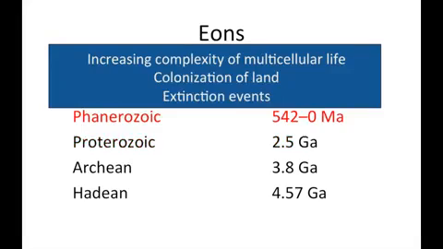The fourth and final eon is called the Phanerozoic. It began 542 million years ago and continues to the present. This eon was characterized by increasing complexity of multicellular life, the colonization from the ocean onto the land of plants and animals, and finally, periodic extinction events that almost ended life on Earth as we know it.